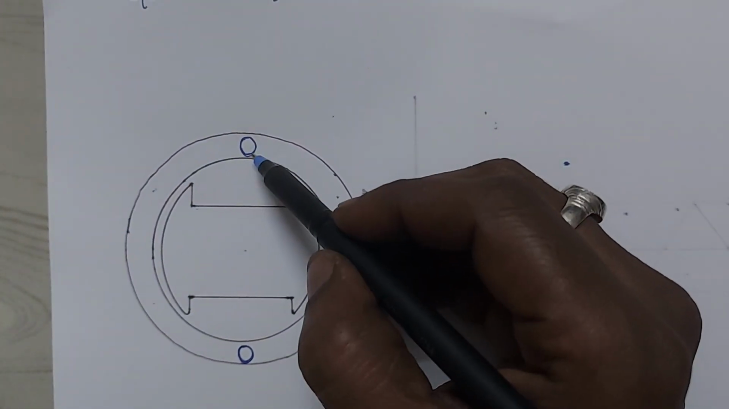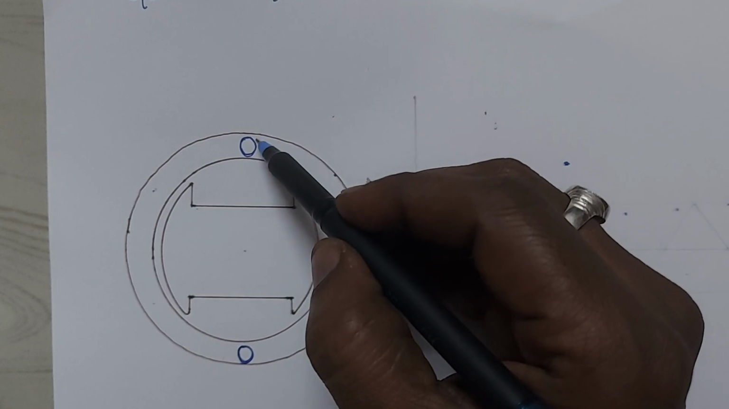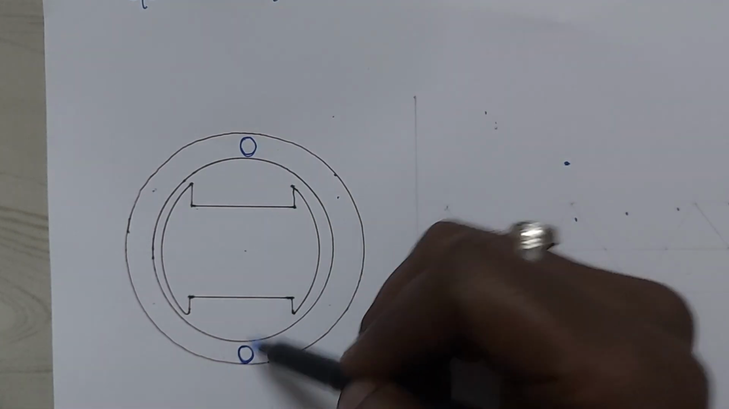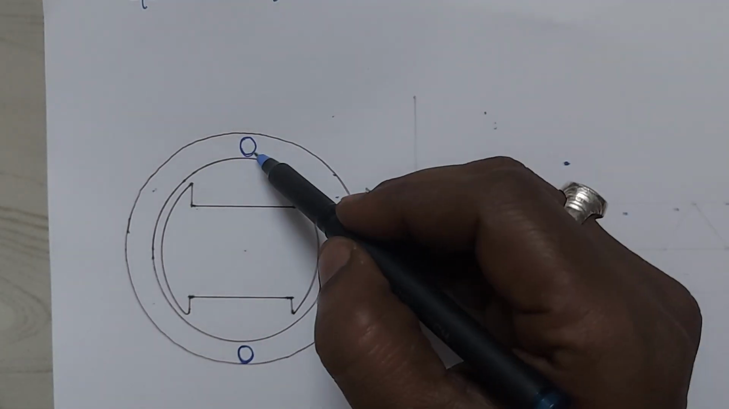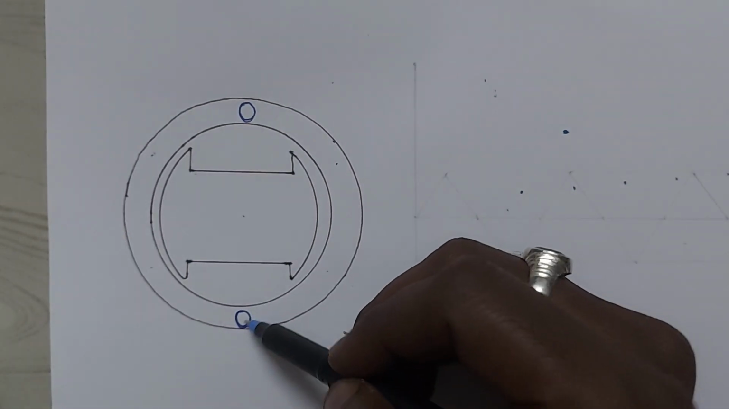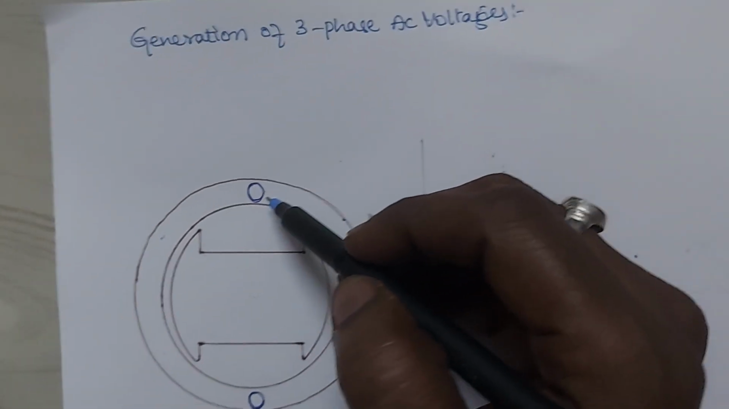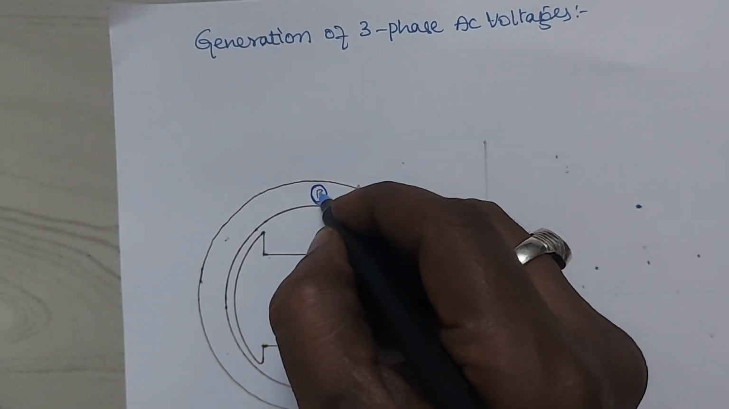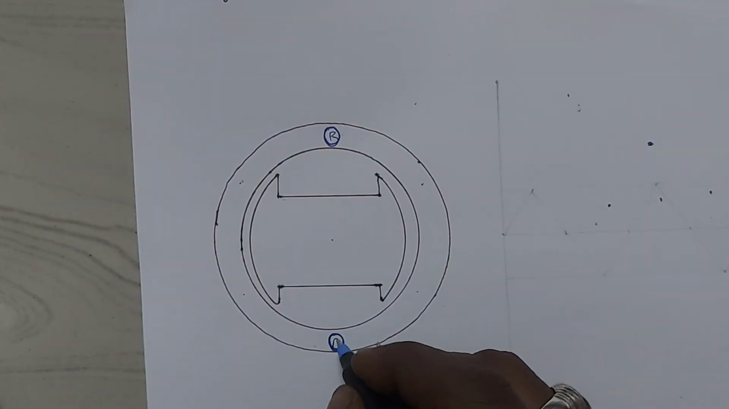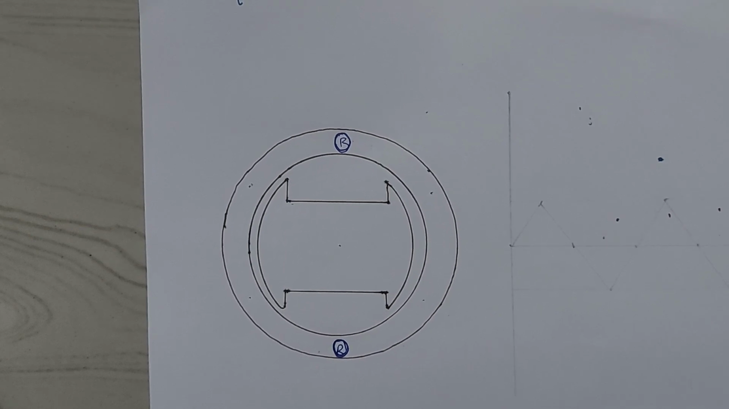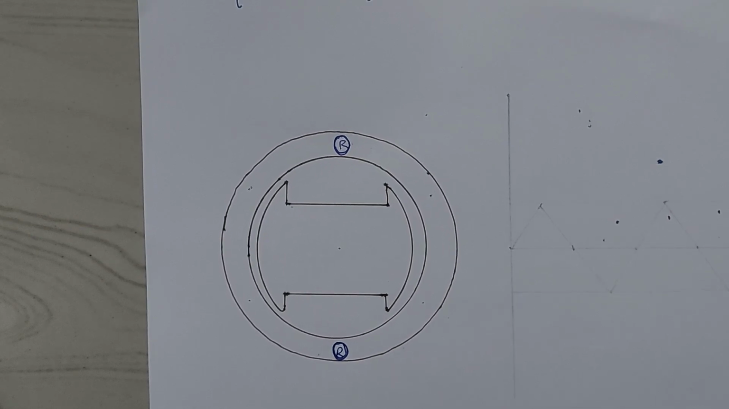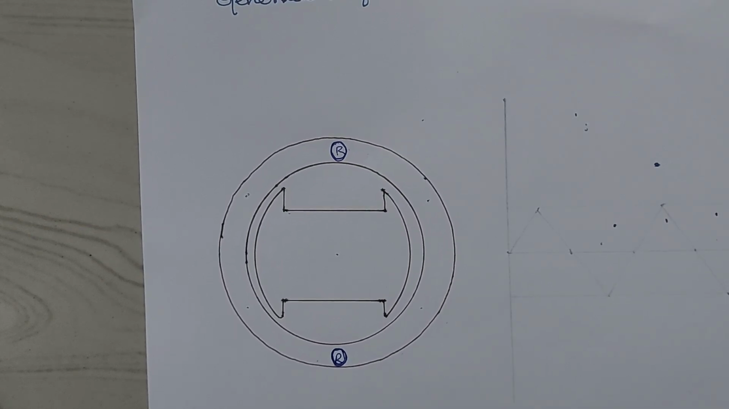Now I will start from one phase. This is one coil: the entering path is here, the leaving path is here. So now I will consider this as R and R dash. Next, coming to the second phase.